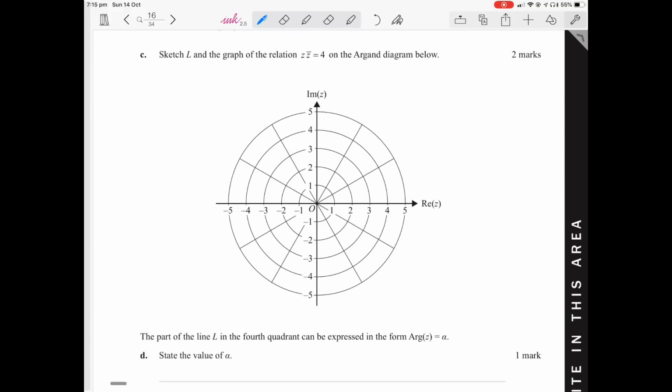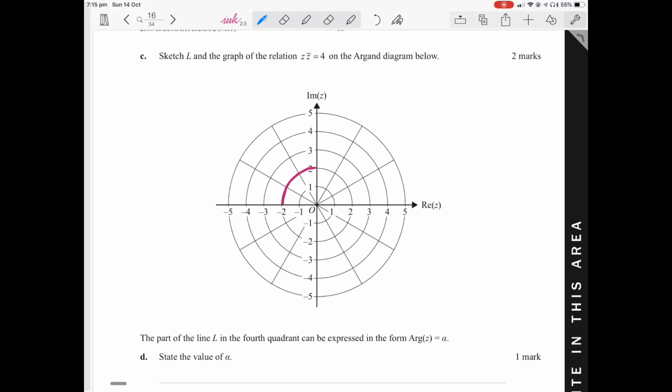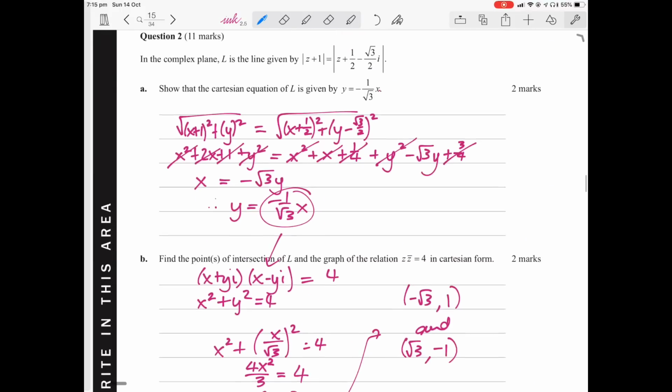Okay, sketch L and the graph of that relation. So we're going to go, it's pretty dodgy, but this thing's got a really nice function where if you draw a circle, bring it over here and try and resize it down. Okay, so there's my circle radius 2. Negative 1 on root 3.